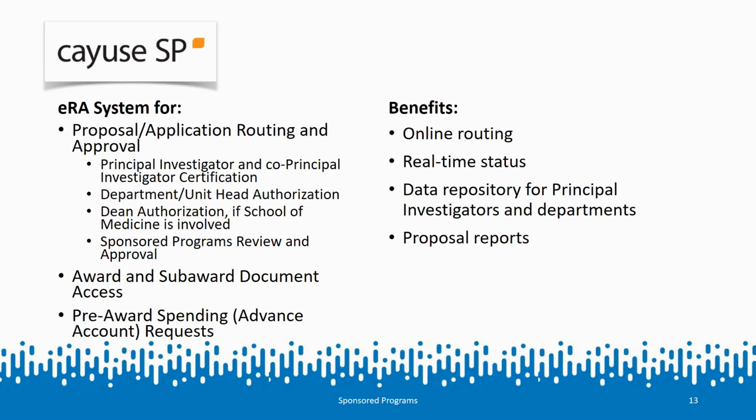You can access your award and sub-award documents and initiate requests for advance accounts and pre-award spending, when appropriate and necessary. The benefits are great. I need to take out the proposal reports though, because as I mentioned earlier, don't use the reporting tab right now. Those reports are not accurate. If you want to see, you can do some reporting from the proposal dashboard.